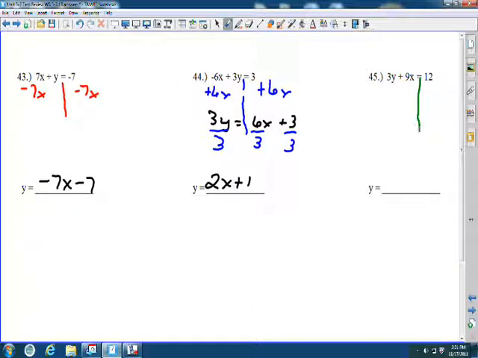Next one. Now be careful, don't move the 3y, move the x. Minus 9x from each side. I get 3y equals negative 9x plus 12. I'm going to divide by 3. Y equals negative 3x plus 4.